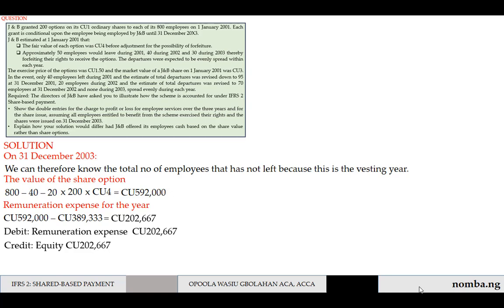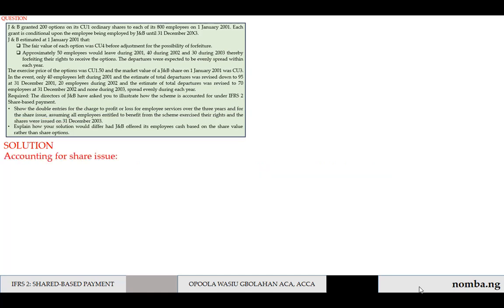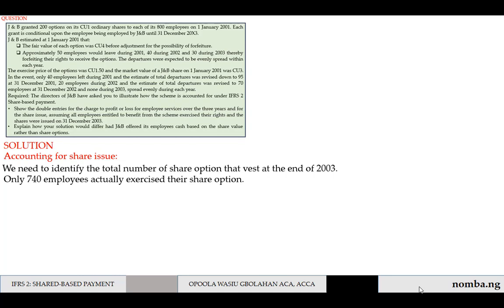Now, they also told us that we should account for the share issue. To account for the share issue, we need to know the total number of share options that actually vest at the end of the 3rd year. Based on the information we were given, 40 actually left in 2001, 20 in 2002, and none in 2003. So only 740 employees actually exercised their option. So 740 multiplied by 200 gives us 148,000 options, right?